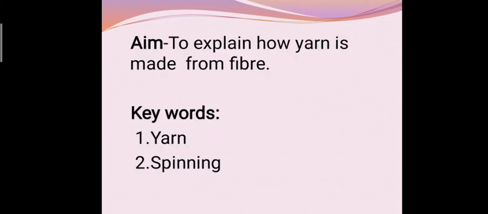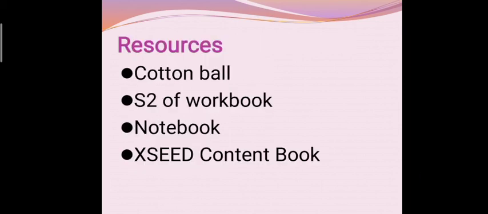The aim of our lesson is to explain how yarn is made from fiber. The keywords are yarn and spinning. Students, note down these keywords in your notebook. You would be able to understand the meaning of these keywords after watching this video. The resources for today's lesson are cotton ball, S2 of your workbook, notebook and Exceed content book.